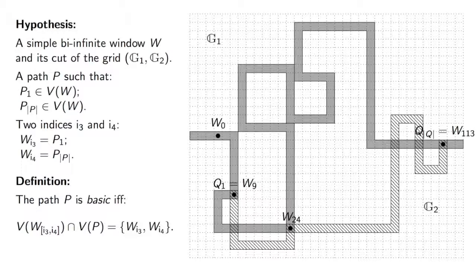Now we say that a path P is basic if and only if the intersection between this path and the segment of the window W associated to it is made of only the first and last positions of the path P.